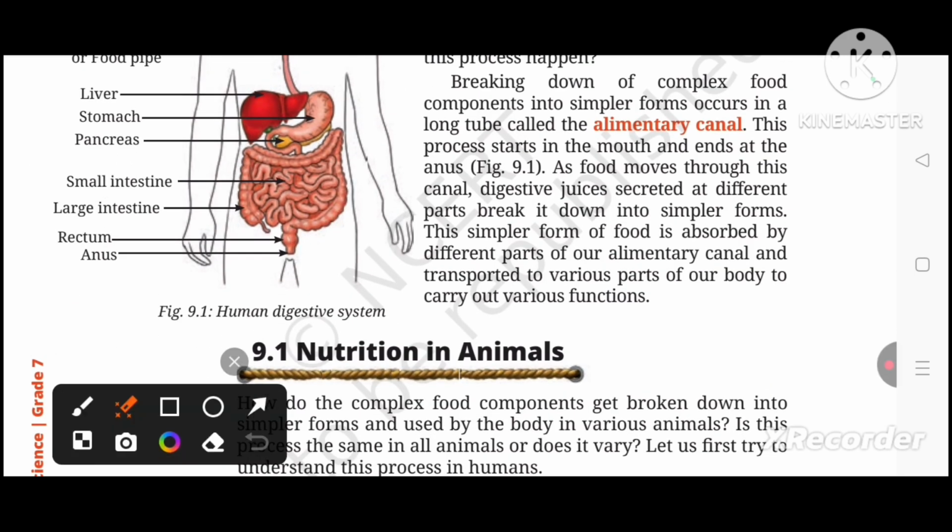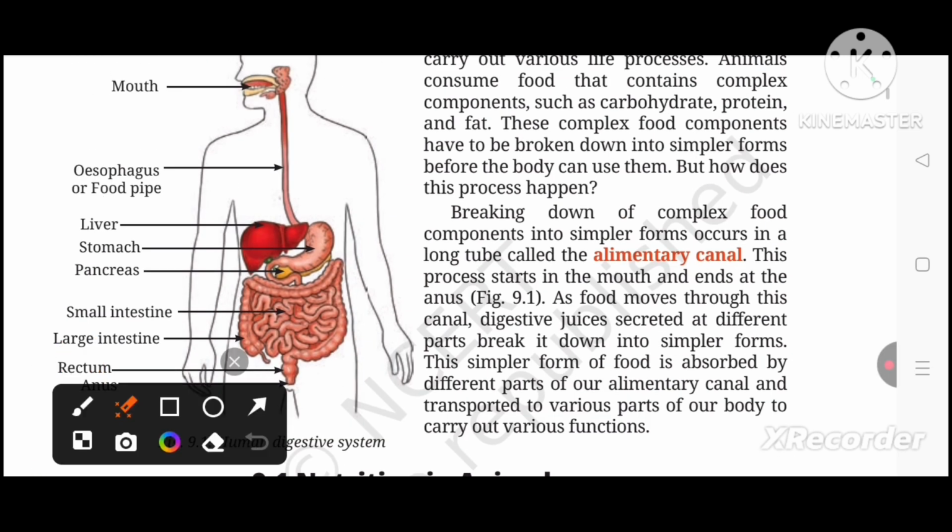The breaking down of complex food components into simpler ones occurs in a long tube called the alimentary canal. This process starts in the mouth and ends at the anus. As food moves through this canal, the digestive juices secreted by the different parts break it down into a simpler form. Food moves from the mouth to the esophagus, then to the stomach, then to the duodenum and small intestine, then to the large intestine, and is stored for some time in the rectum, and then excreted out through the anus.